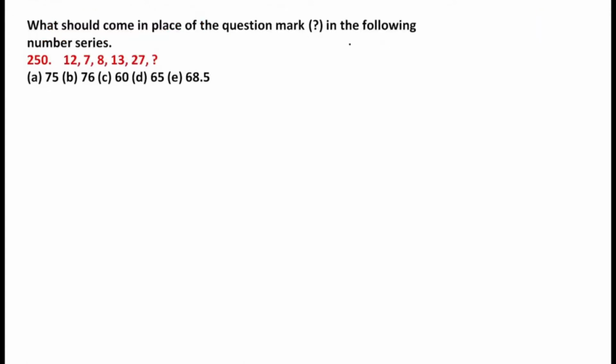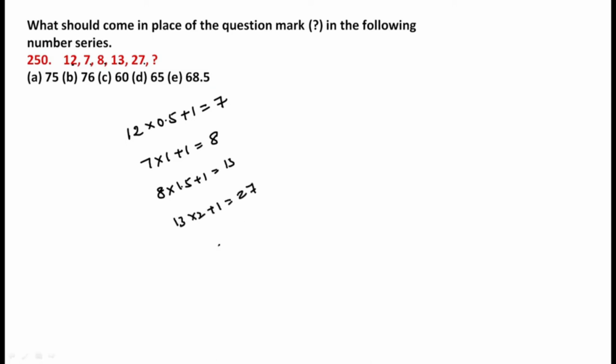What should come in the place of the question mark in the following number series? 12, 7, 8, 13, 27. See, 12 into 0.5 plus 1 is equal to 7. So 7 into 1 plus 1 is equal to 8. 8 into 1.5 plus 1 is equal to 13. So 13 into 2 plus 1 is equal to 27. Now finally, 27 into 2.5 plus 1 is your result.